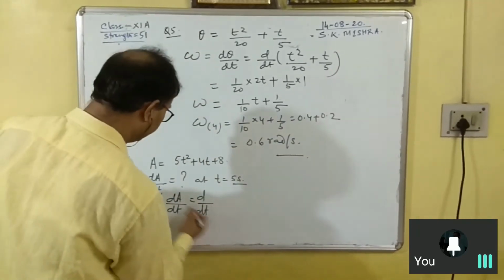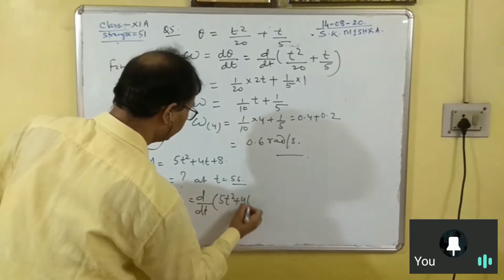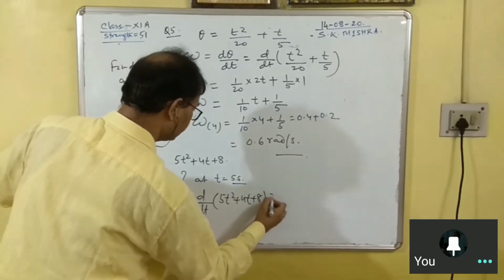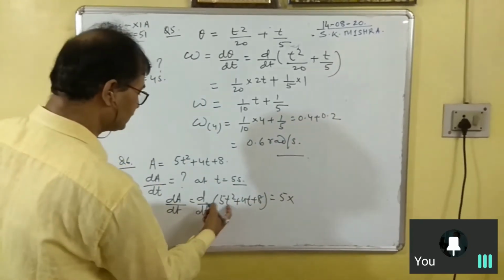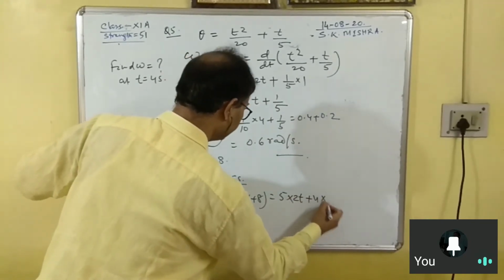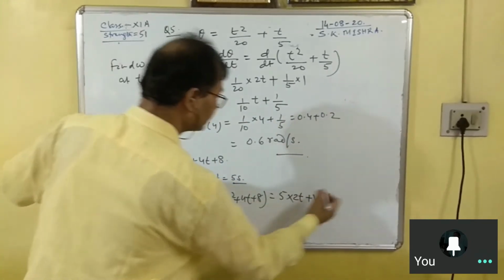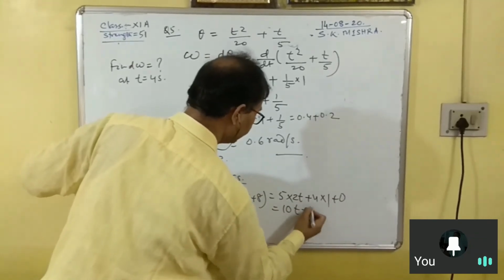So d by dt of A is 5t square plus 4t plus 8. Now this is 5 into differentiation of t square, which is 2t, plus 4 into differentiation of t, which is 1, plus differentiation of 8, which is 0. Now this is 10t plus 4.